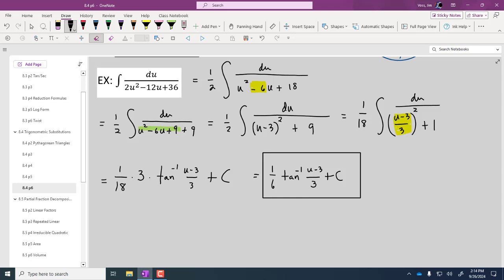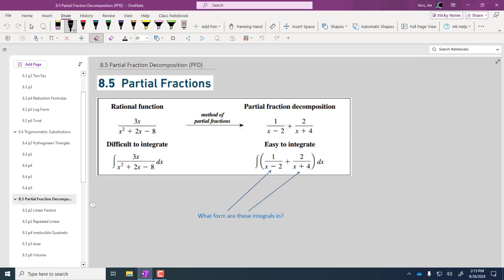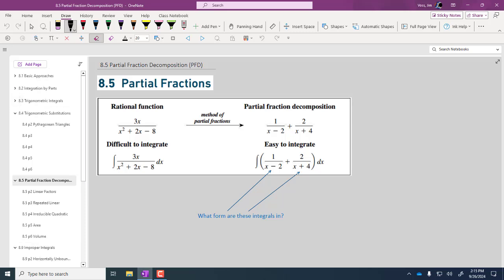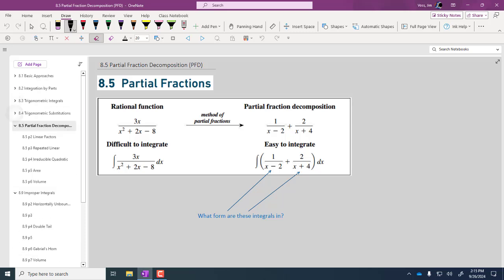All right, so let's go to PFD then. PFD, partial fraction decomposition, unless someone has another question from anywhere, any trig sub question you have? Trigonometric sub. So PFD is a technique that once you get used to is actually one of the easier techniques. Trig sub is one of the harder ones. This is one of the easier ones.